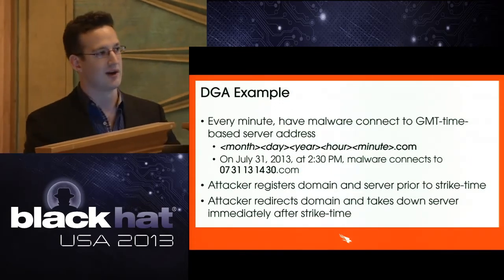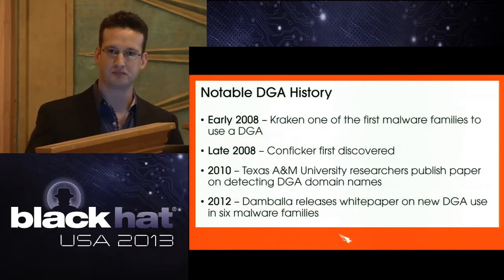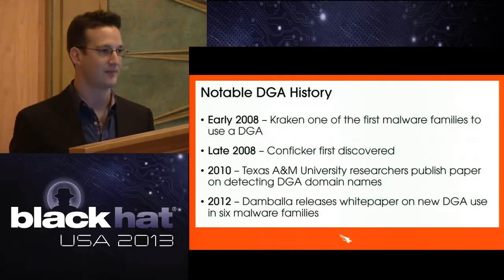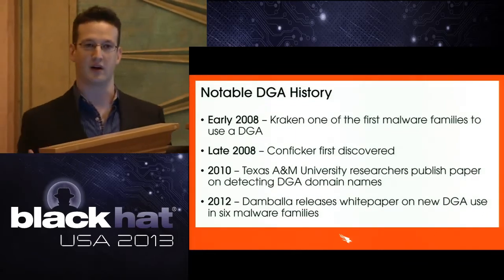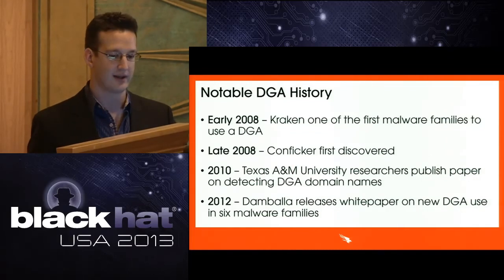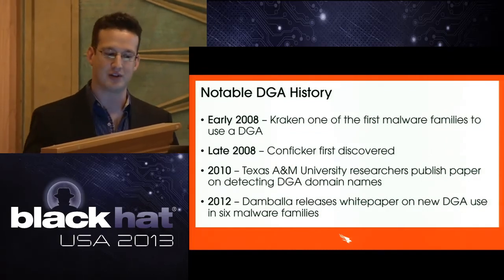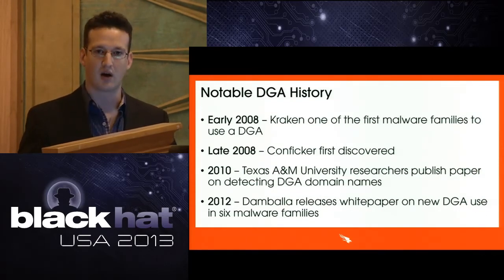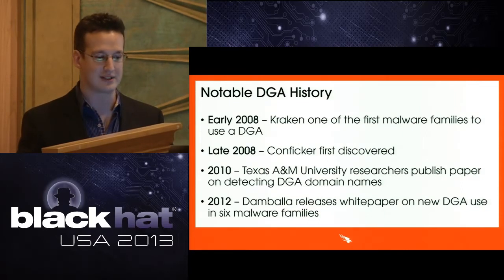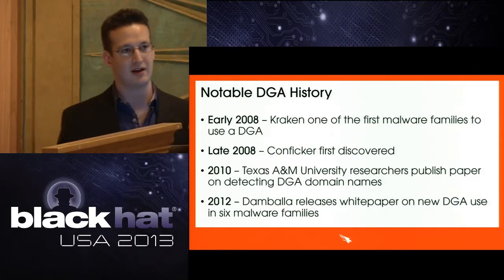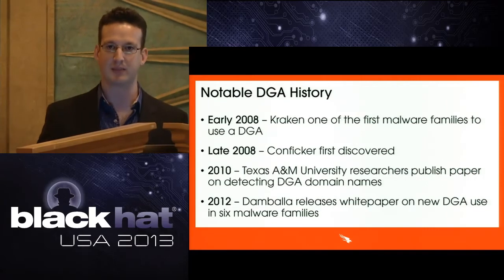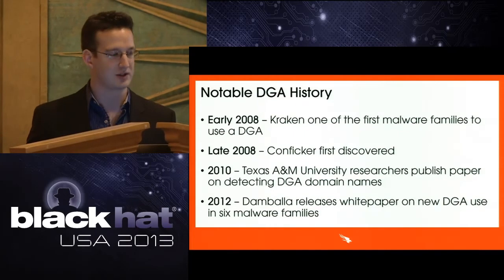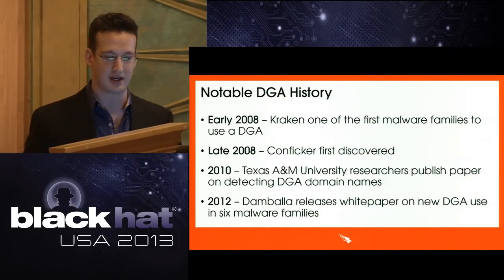Now, DGA malware, though, it's not exactly a new thing. Back in early 2008, Kraken was one of the first malware families to use a DGA. And a few months later, Conficker was first discovered, also using a DGA. But DGAs haven't been restricted just to Kraken and Conficker. Torpig and Srizbi are two other malware families that have also been known to use DGAs. Now, in 2010, academia started to do some research on this, and they published a white paper. And last year, Damballa released a white paper on 6 malware families that use DGAs.